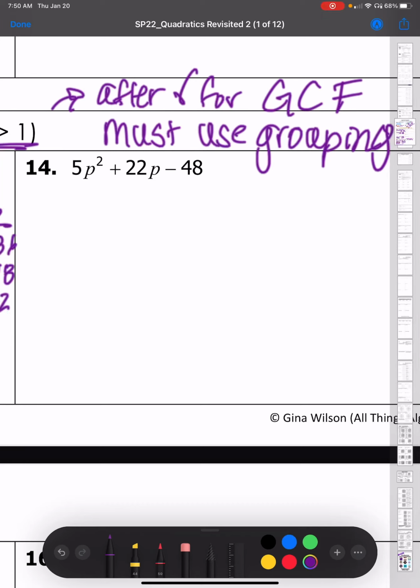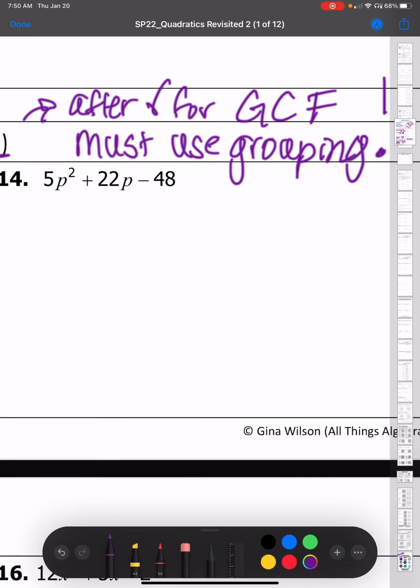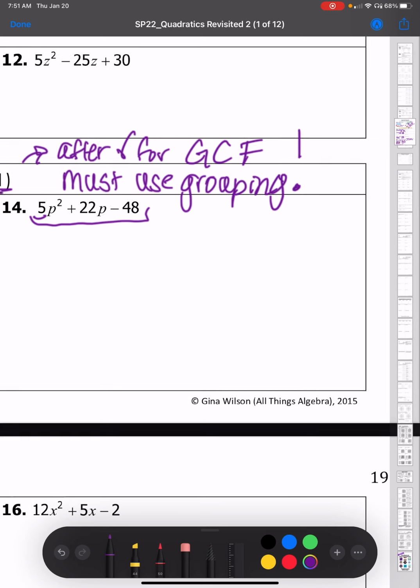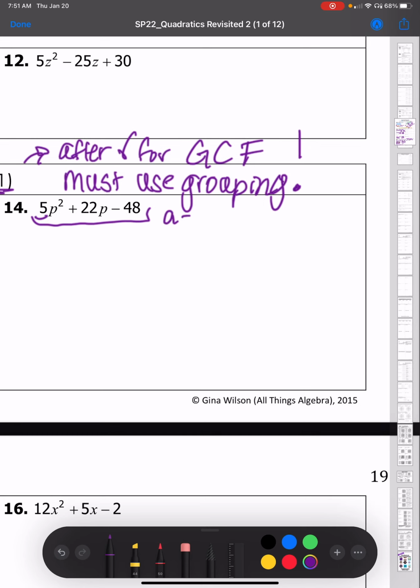All right, for example number 2 on number 14, once again we see that our a is greater than 1, and we don't have a greatest common factor in any of our coefficients because we have 5, which is a prime number, 22, and negative 48. So the first thing we're going to do is list our a, b, and c. A is equal to 5, b is equal to 22, and c is equal to negative 48.